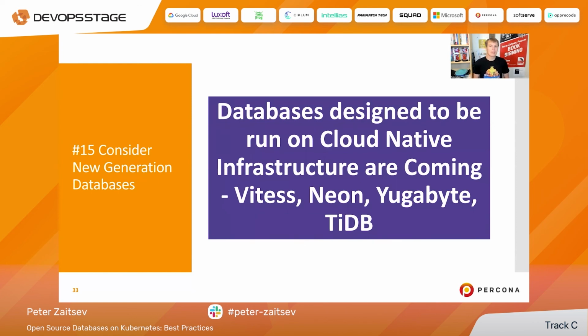Number 15 would be to consider new generation databases. Now, what is interesting in this case is if you think about the most popular open source databases, namely MySQL and Postgres, they have been developed way before cloud, well, before even virtualization was a thing. And what that means is generally they are designed in this concept that you have a single large node, and maybe some other large nodes as replicas, or in a clustering situation.